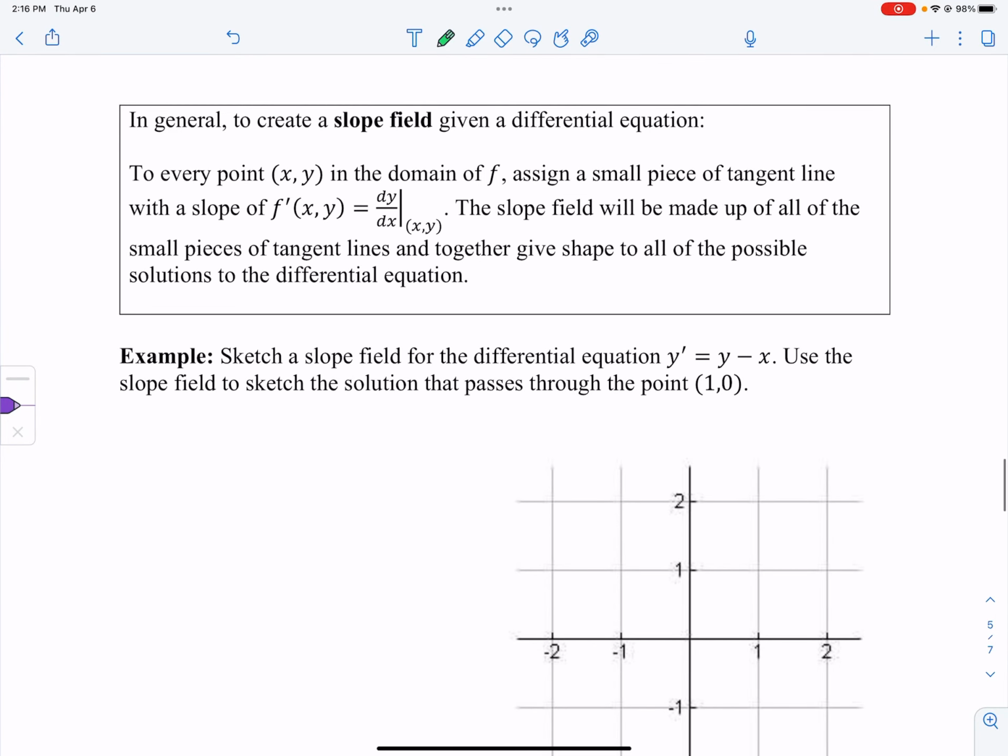So in general, to create a slope field given a differential equation, to every point x, y in the domain of f, assign a small piece of tangent line with a slope of f prime as a function of x and y being equal to dy over dx evaluated at x, y. The slope field will be made up of all of the small pieces of tangent line, and together will give shape to all the possible solutions to the differential equation.